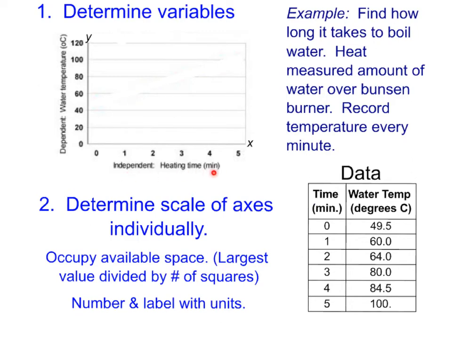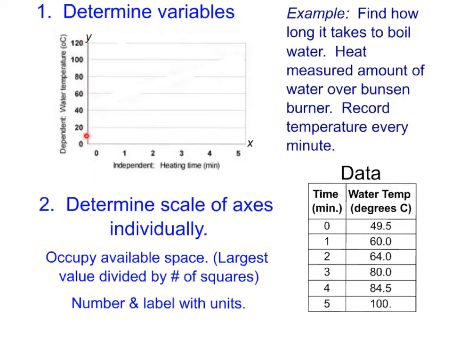So here is the heating time. That's what we're changing. And here is our water temperature that will be on the y-axis. We label those. Now we're going to determine the scale of our axes individually. What is the scale for the heating time? We're going to look at our data. We did 5 minutes of heating time, and we need to spread that out evenly over the distance of the x-axis. We don't want to say 1, 2, 3, 4, 5 and bunch it all up in this little tiny corner. And we don't want the scale so big that 4 is over here and we don't have room to put 5.